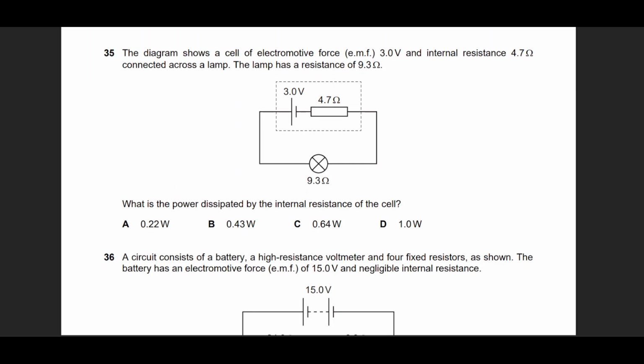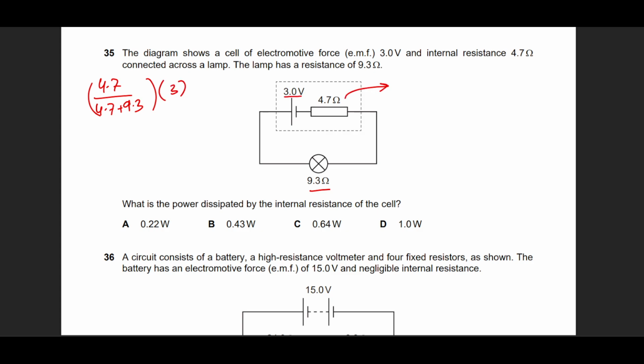Question number 35, you can read the question. He says that the EMF is 3 volts, 4.7 is on the inside, 9.3 on the outside. What's the power dissipated in internal resistance? No problem. Let's find out the voltage across that component first. So the internal resistance is 4.7. Applying voltage divider, this is 4.7 plus 9.3. No need to find the current. The voltage that they're sharing is 3 volts.